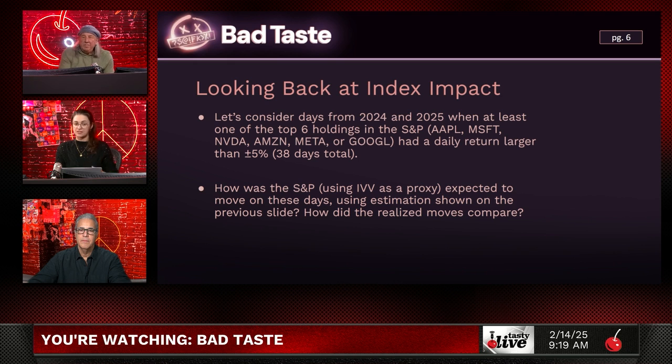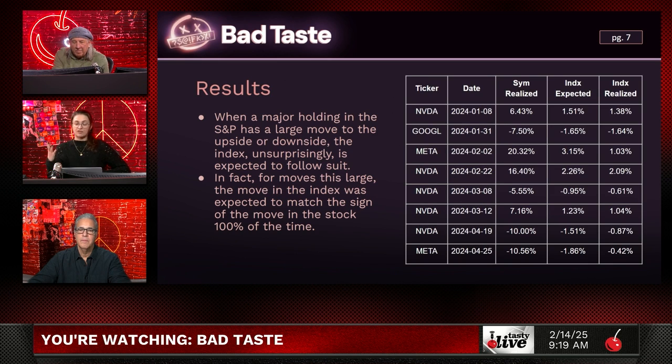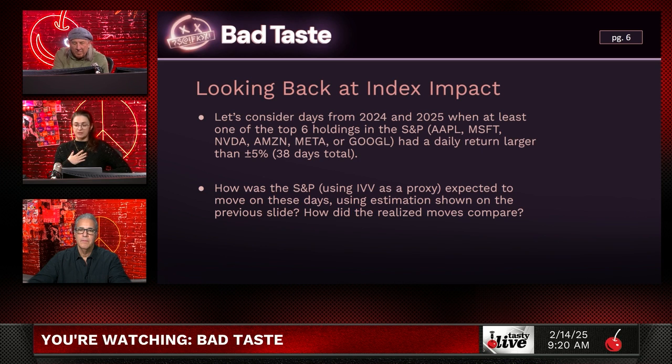And in addition to that, you also need the historical weights of the S&P over your backtest period, and those aren't really easy to get. So not a lot of data here, but I wanted to see if there was something interesting that could come about. Here we looked at 2024 to 2025. When Apple, Microsoft, NVIDIA, Amazon, Meta, and Google had a move greater than 5% or less than negative 5%, what was the expected move in the S&P, and how did it actually move? What were those results? Using that formula that I showed on the previous slide. Okay, let's go to the next slide.